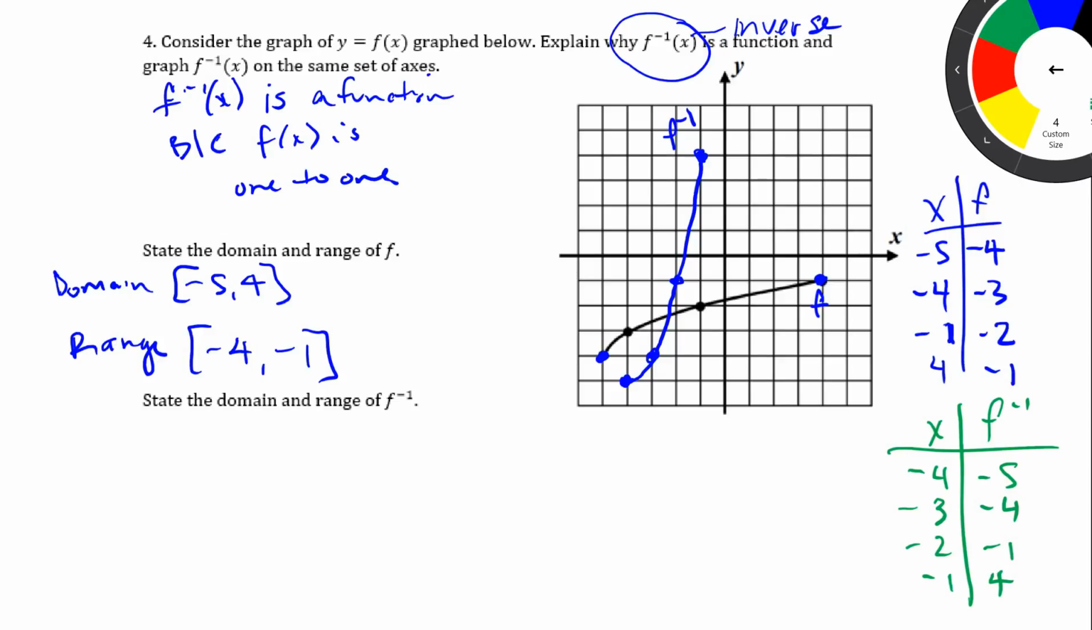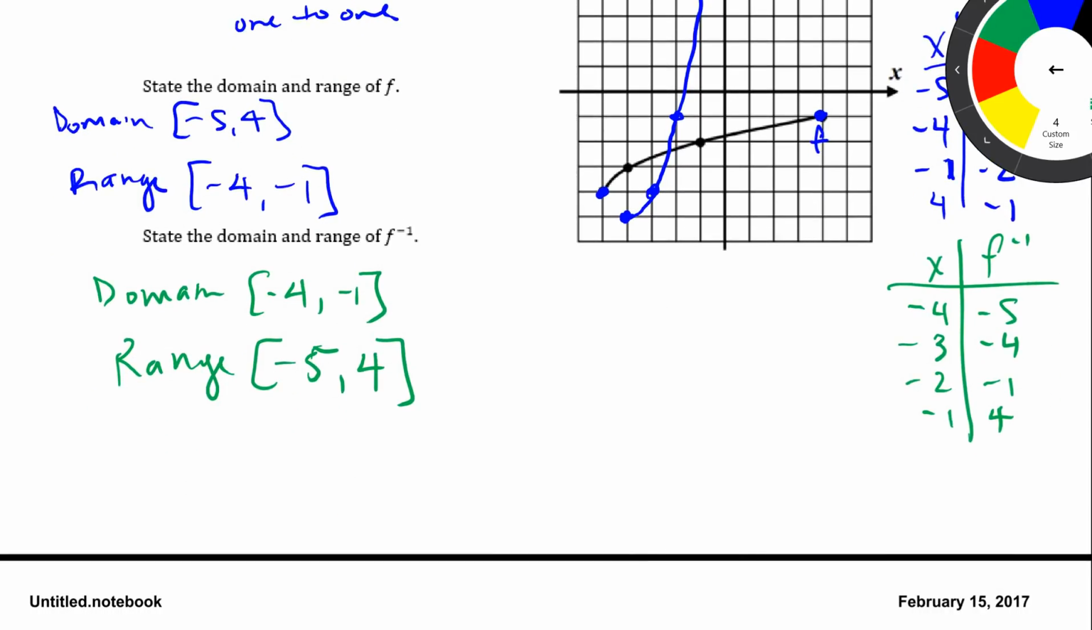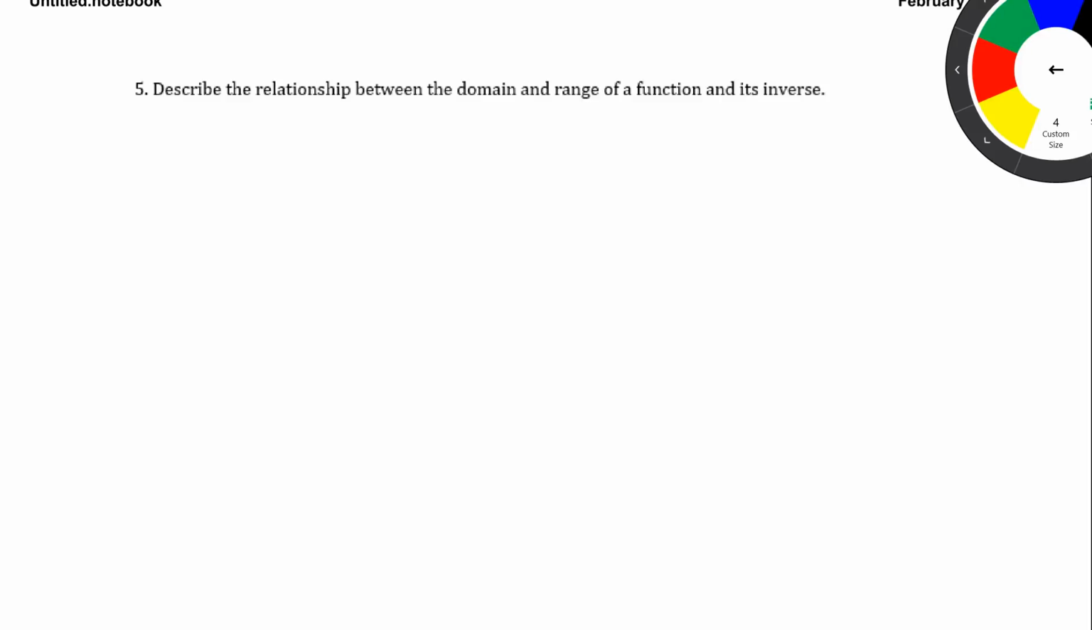So if we look at the domain now, it is going to be from -4 to -1, and the range is going to be from -5 to +4. And I'm hoping, as you're doing this with me, you're noticing something here. I'm hoping that you notice that the domain and range kind of just flip-flopped. And that's what they're actually asking you to do in question 5, is to describe the relationship between the domain and range of a function and its inverse.